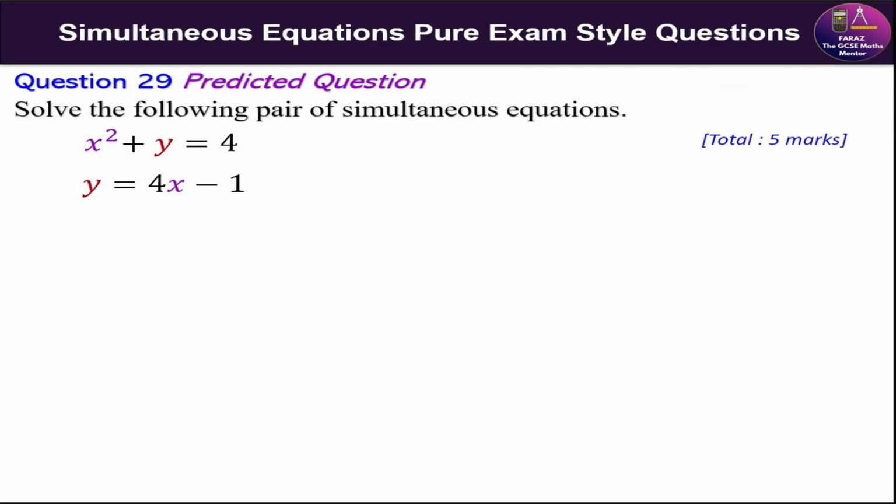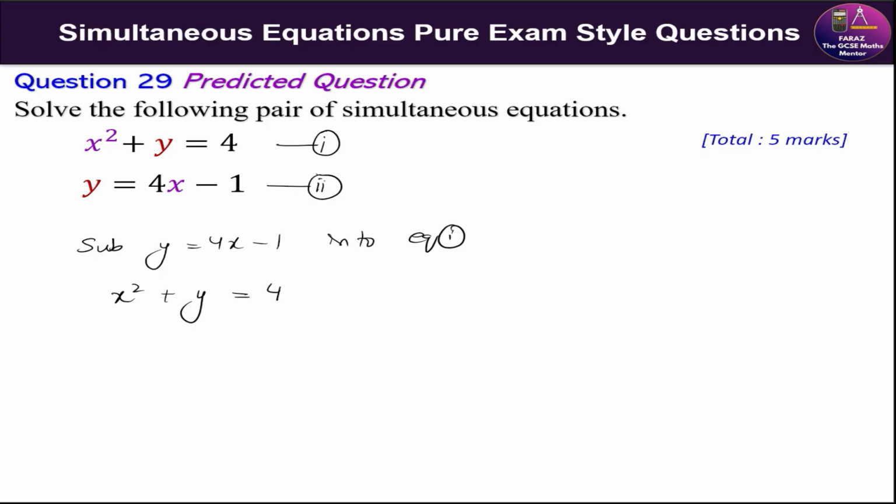Here we go, question number 29. A classic simultaneous equations question involving a quadratic and a linear equation. We are given x squared plus y equals 4, and y equals 4x minus 1. Step 1 is to substitute the linear into the quadratic. So which one is linear? The second one is linear and the first one is a quadratic due to the power 2 there. Now we have to substitute y equals 4x minus 1 into equation number 1.